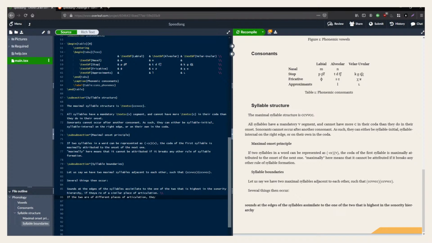So if they are of different place of articulation, I'm going to be describing that right after the other one. Sounds are... I'm going to just use sounds for phonemes, it's fine.